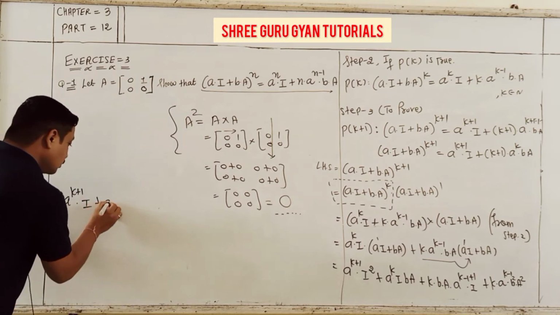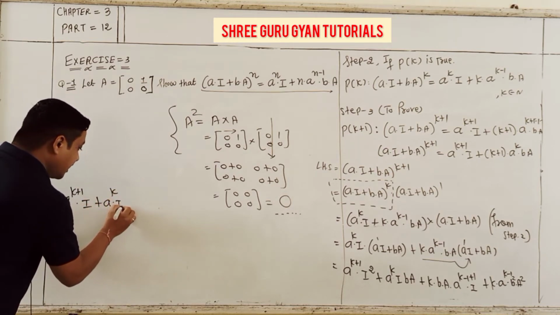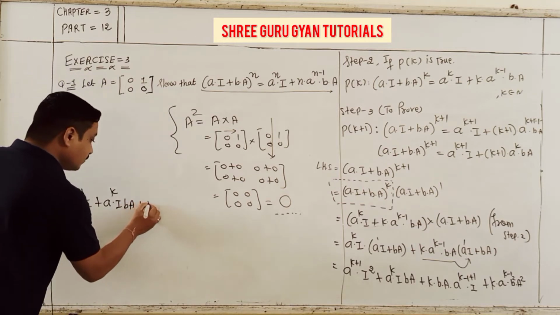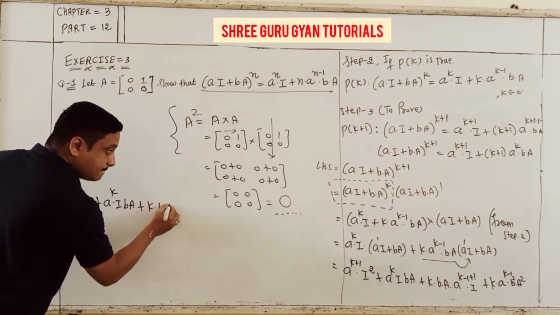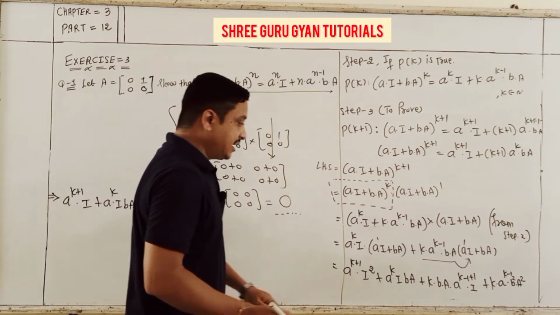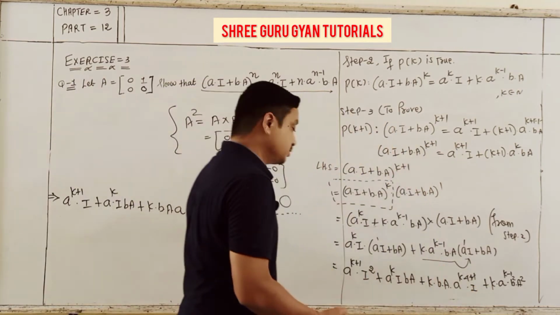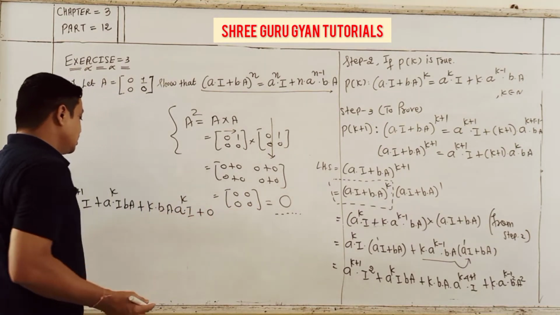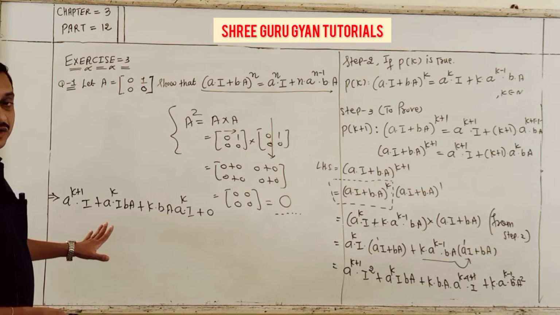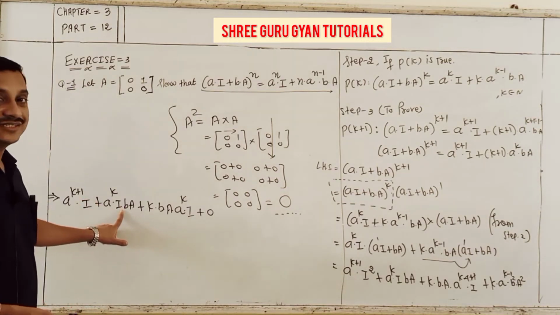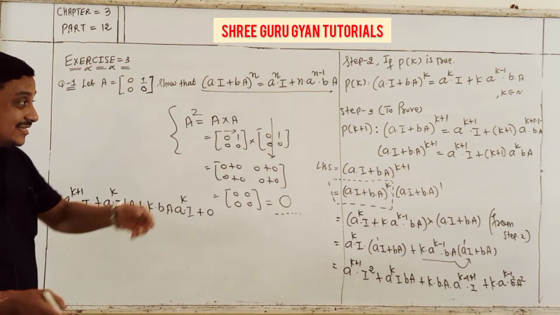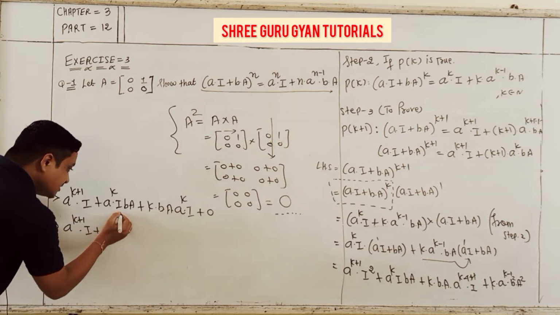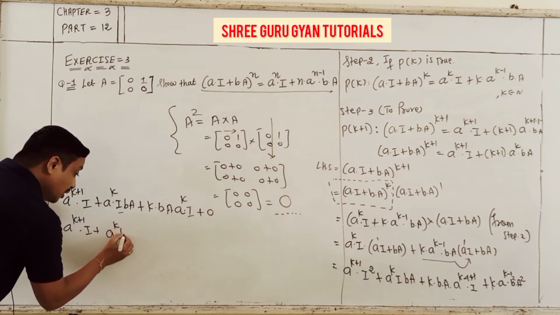Next a raised to k into I, and last k b a capital A and small a raised to k into I, and the last one is 0. Now students, you will just finalize your answer I with any terms, it is the same functions. So your answer is coming that a raised to k plus 1 into I, this is identity related, it is only the functions.